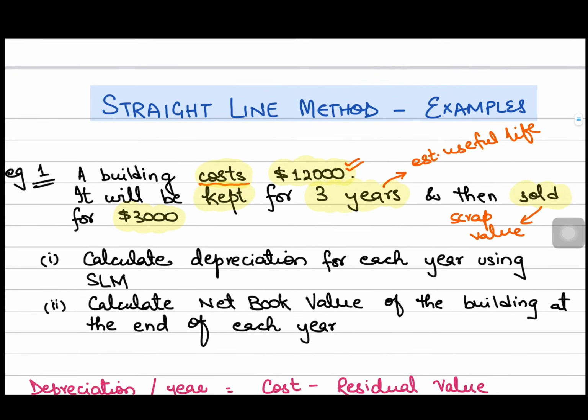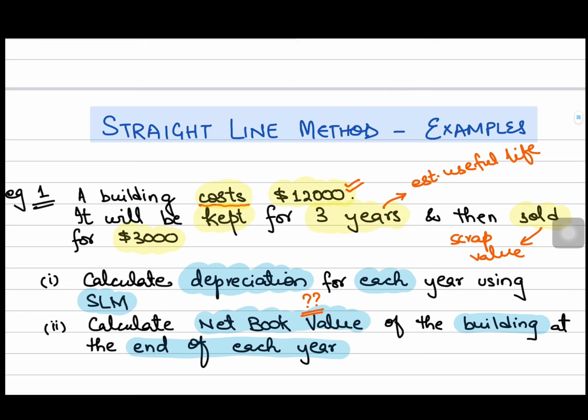Now the requirement says two things. First of all, we have to calculate the depreciation for each year using straight line method, of course, and it further says to calculate the net book value of the building at the end of each year. Now what is net book value? I'll be explaining that in a while, but first let's calculate the depreciation.